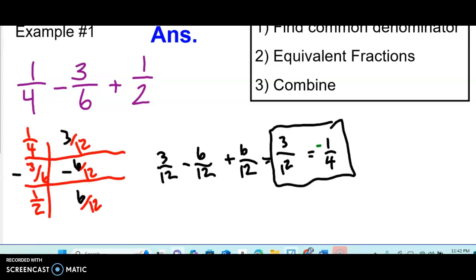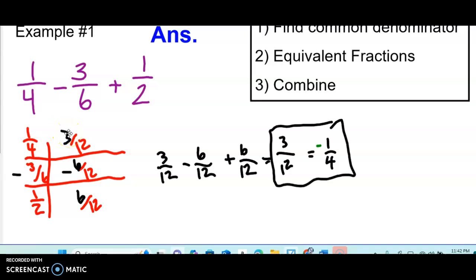If you set the fractions of 1/4, -3/6, and 1/2, a fourth, a sixth, and a half all share the same multiple of 12. So whatever number you multiply into the denominator, you have to multiply it into the numerator. So 6 times 2 is 12, 2 times 3 is 6, or -6. 4 times 3 is 12, 3 times 1 is 3.